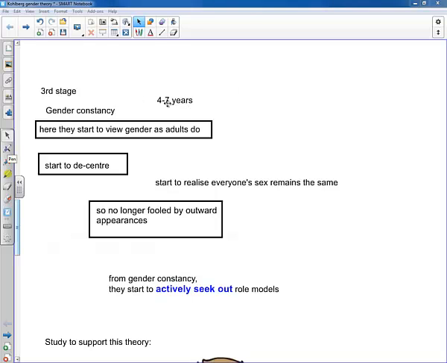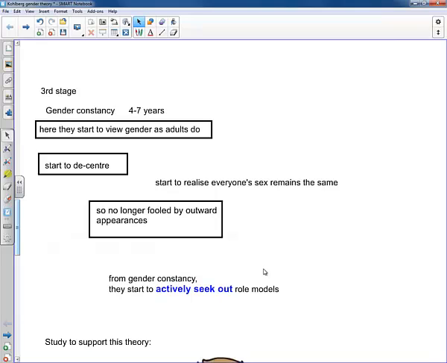So we're going to put in here roughly about 4 to 7. Rough idea, about 4 to 7. That's quite late on really that they've got this understanding. They're no longer fooled by outward appearances. So 3 stages: identity, stability, constancy.